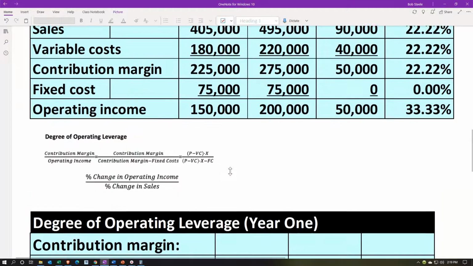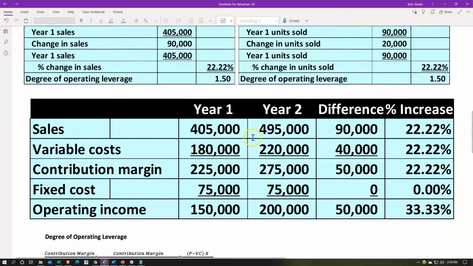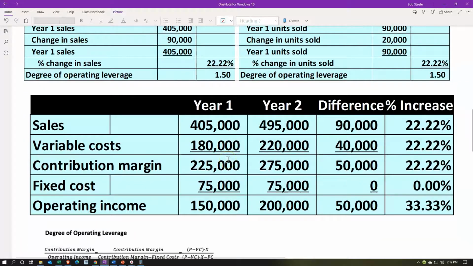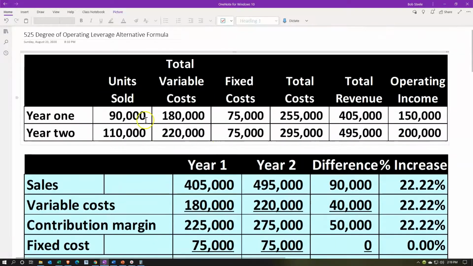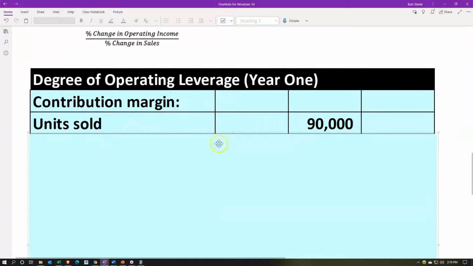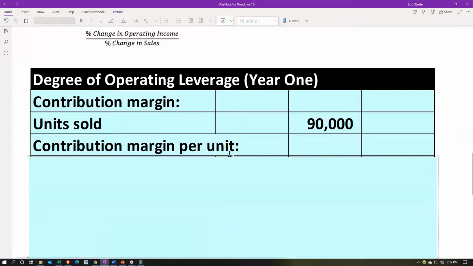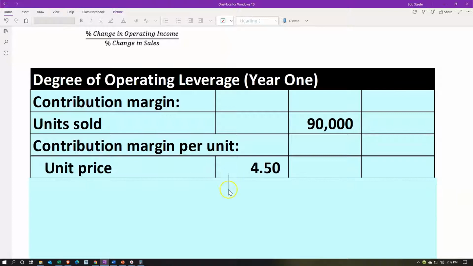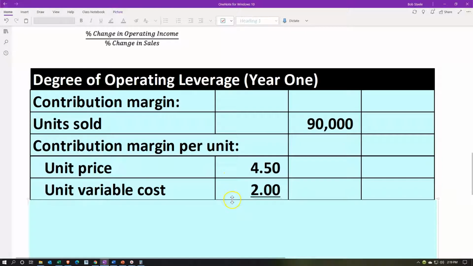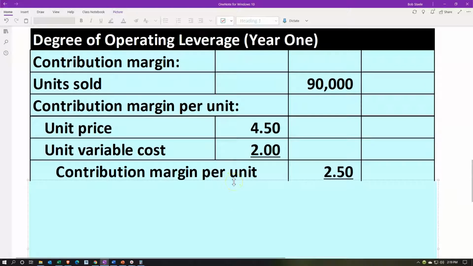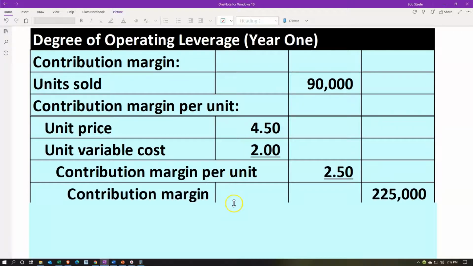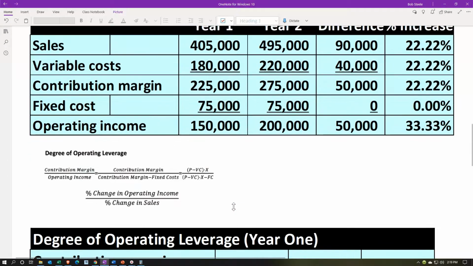It's going to be the units sold. Units sold were the 90,000 in the data up top. We're going to have to go all the way up top to get the 90,000. And then we've got the contribution margin per unit calculated as the unit price, which was the $4.50, and then we have the unit variable cost, which is $2. The 4.5 minus the $2 is going to give us the 2.5 to calculate our contribution margin, which is the 225,000.